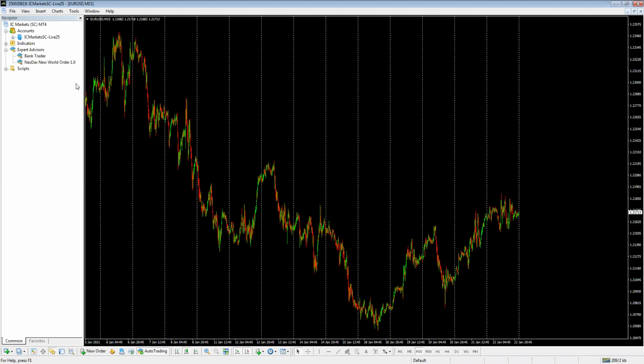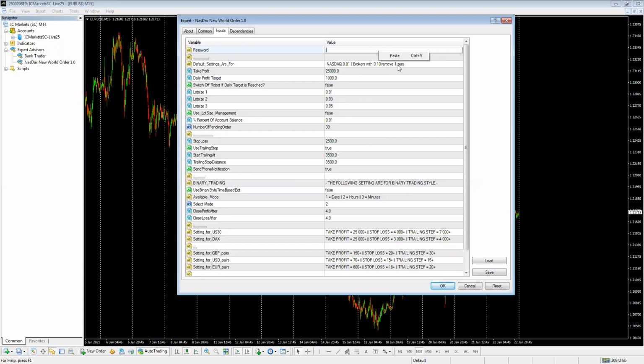Okay. You already know how to load the robot, so you will put your password there. Once you have your password, the first thing you will note is the default settings. So this is for NasDaq.